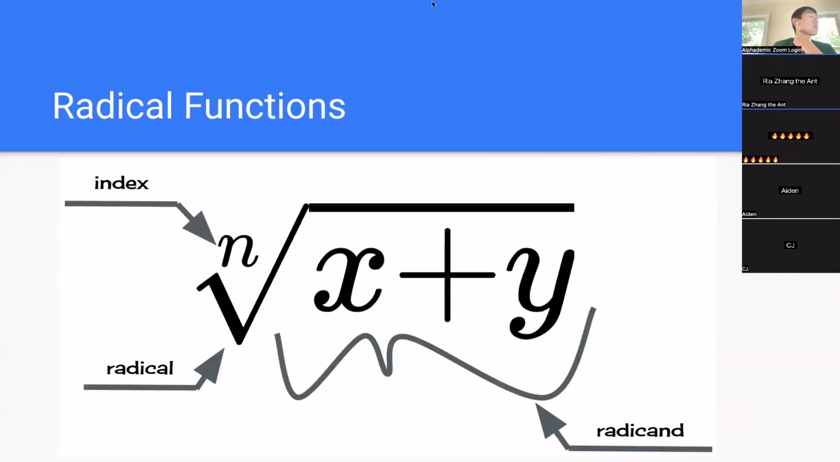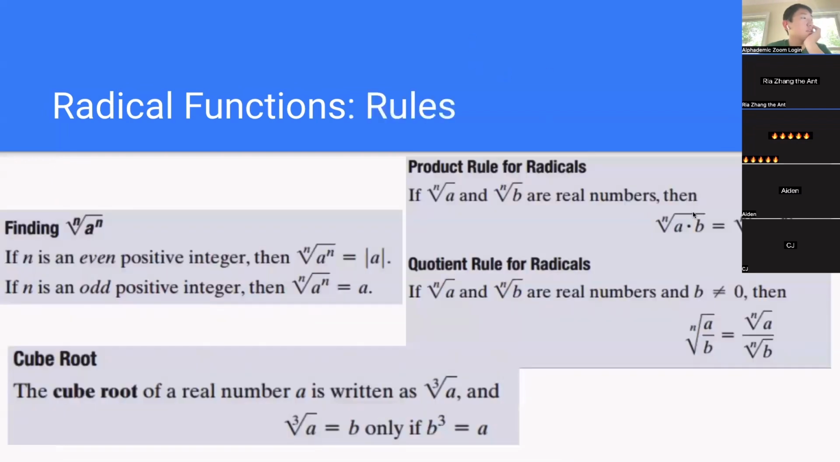Okay, now we're going to be talking about some radical functions. This is just some quick vocabulary about radical functions. So this part, the n is called the index. The radical is the square root, the entire square root. And then the radicand is what is in the square root itself. It is the x plus y in this case.